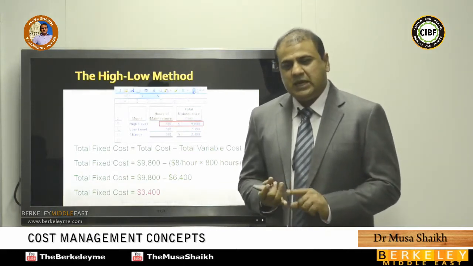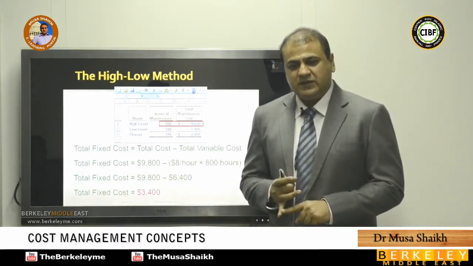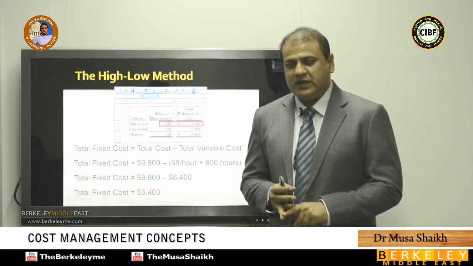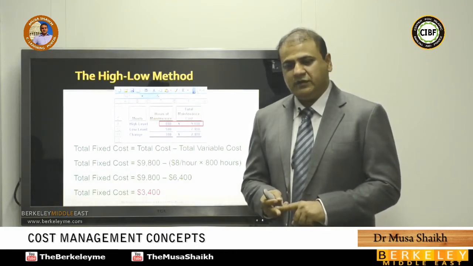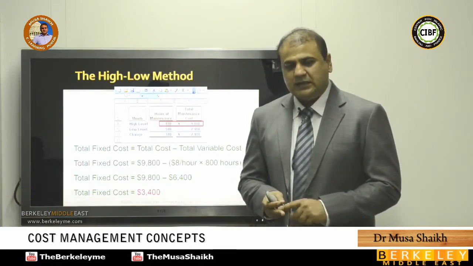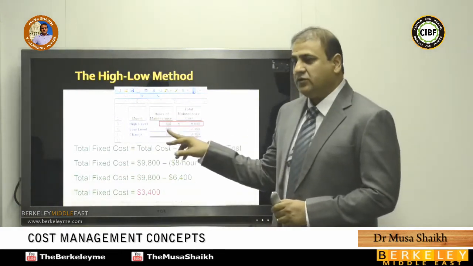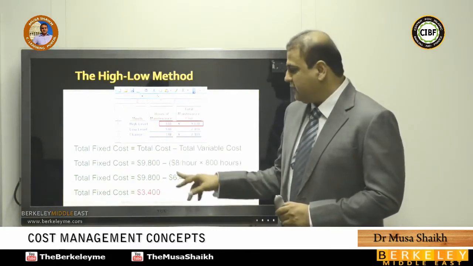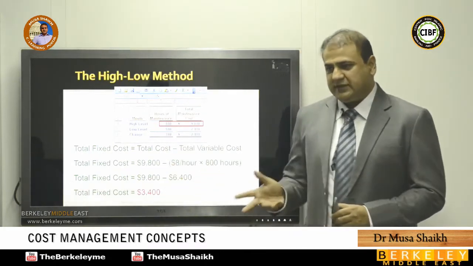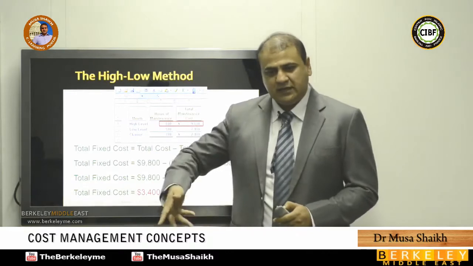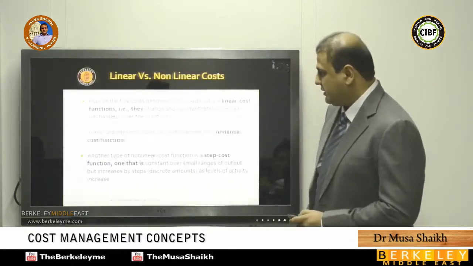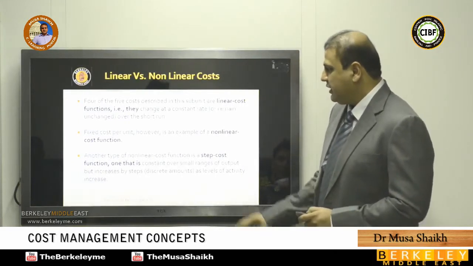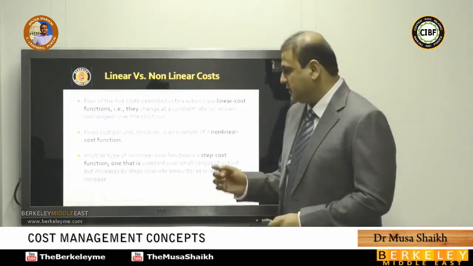I will repeat. First step is take the highest value. Step 2 is take the lowest value. Then once you have a difference, divide them. The per unit variable cost will come. And then take either the highest value or the lowest value and fit it in this equation. With the missing figure, you will get the plus and minus and your answer will come as a fixed cost. This is good. Now moving forward, there are so many terms, so we will go through them.